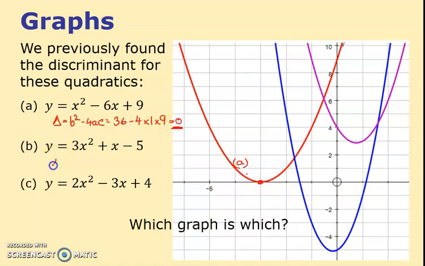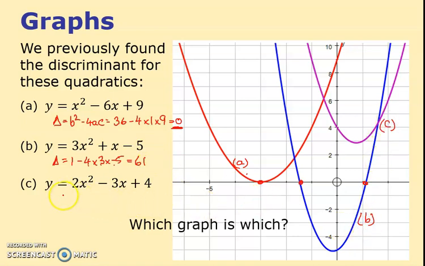This one, b squared minus 4ac, b squared this time is 1 squared minus 4 times 3 times negative 5. So 4 3's are 12, 60. Is this the same question as last time? It may well be, though. 61, that now starts ringing bells. 61 means it crosses in 2 places, so this must be it. You can see this one crosses in 2 places. So this one is B, and presumably this one's C.